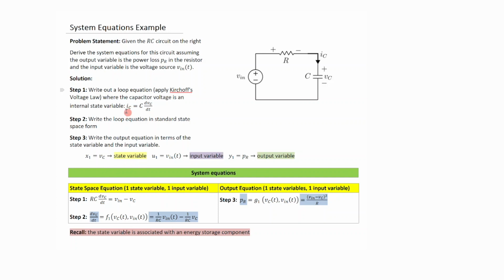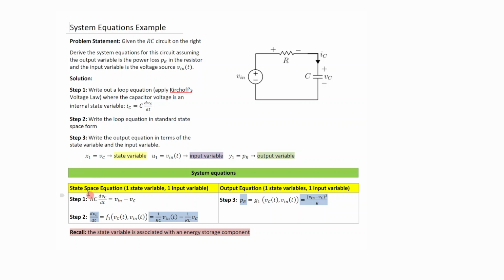And the current IC, this is just the relationship between the voltage across the capacitor and the current flowing through it, which is C dVC/dt. Now the current must be pointing inwards at the positive terminal, and this is by convention. The labeling of this is consistent with the equation that you see here. All right, so what we need to do now is to write the loop equation in standard state space form. All right, so this is how we're going to go about it.